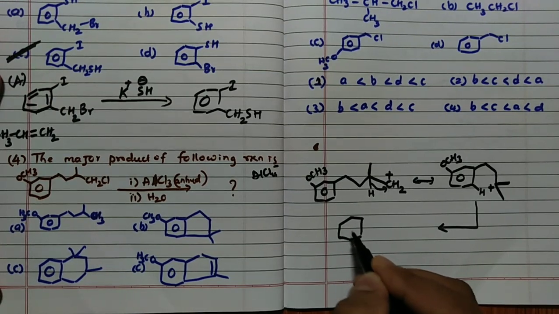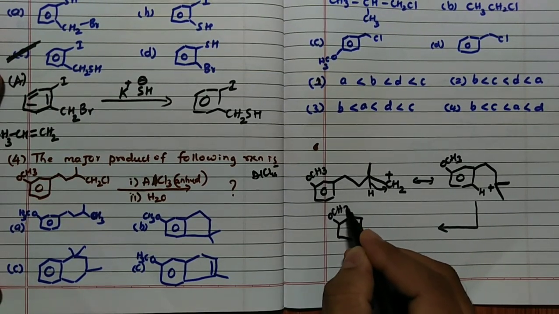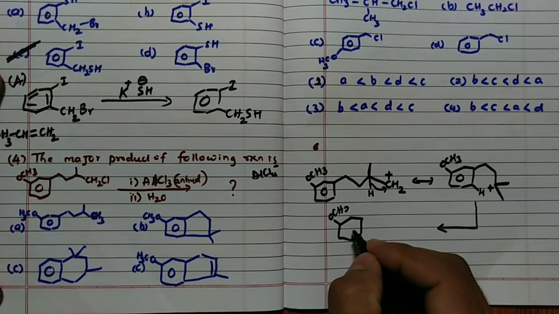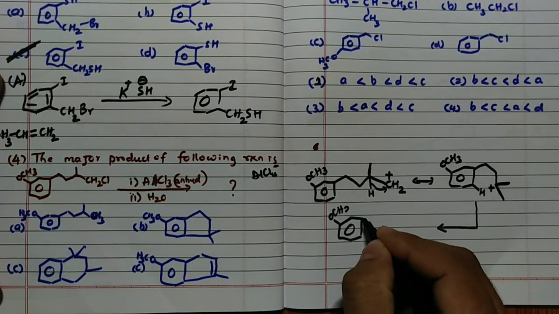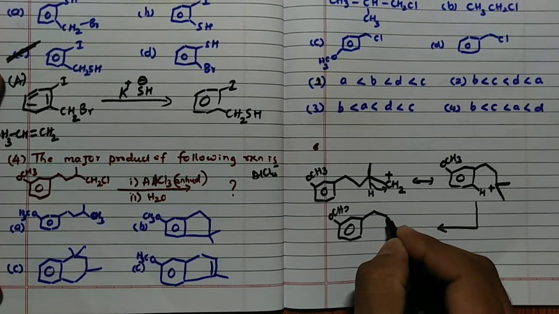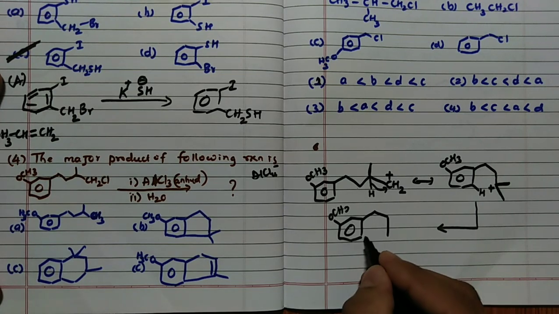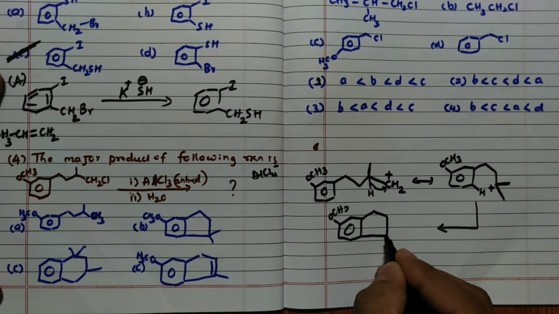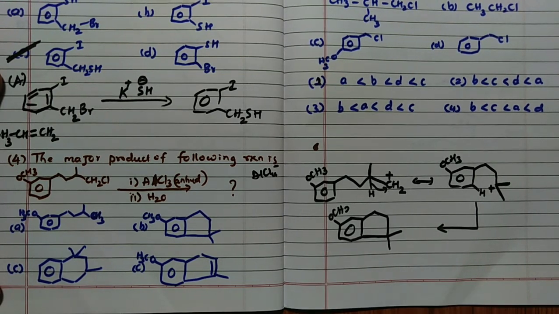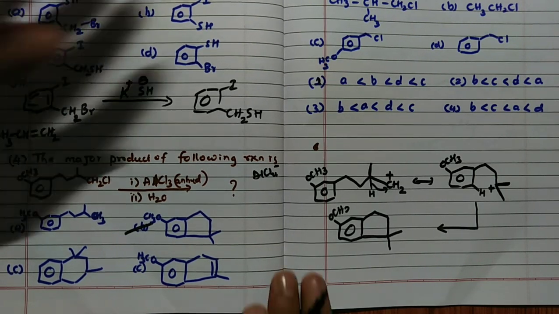This ring is already there. This type of thinking is very important. Remember, this ring is already there, and this carbon will form a bond here. Now the two CH3 groups are like this. So which is the correct answer? Yes, very good. B is the correct answer in this particular case. Like this, we have to solve this type of question.